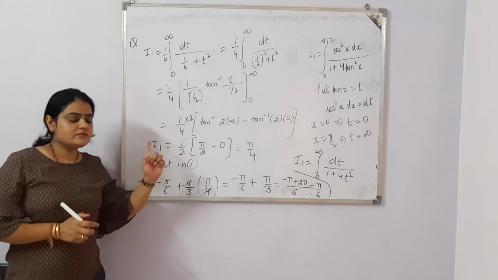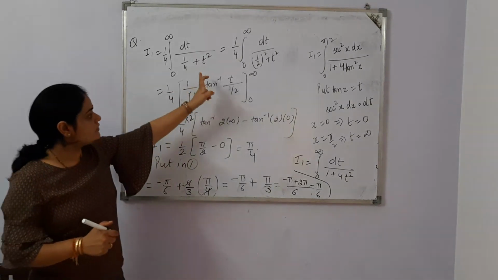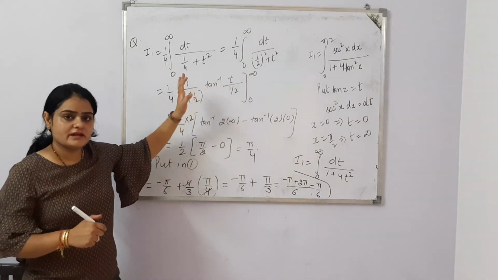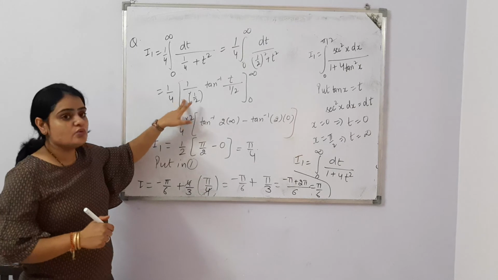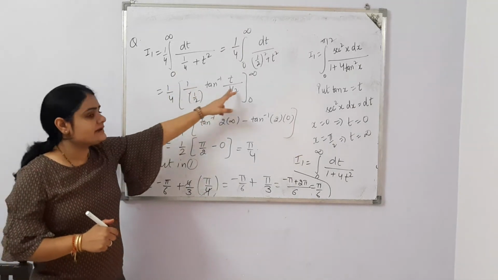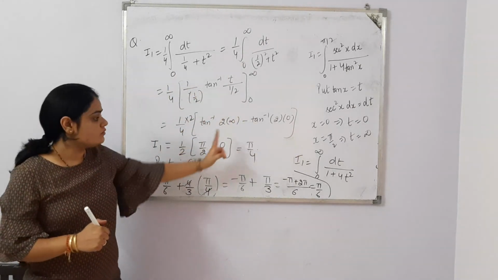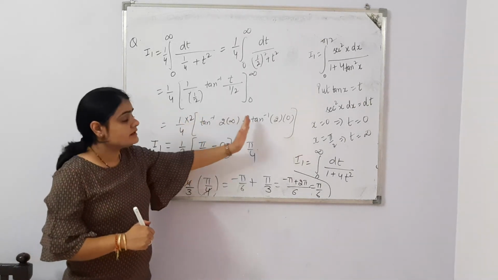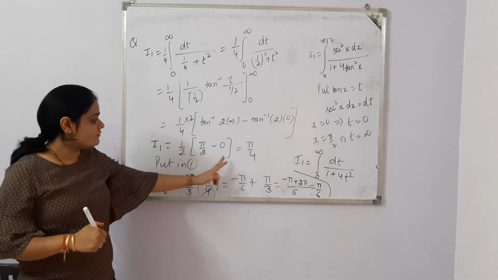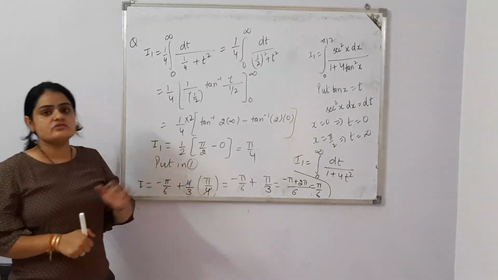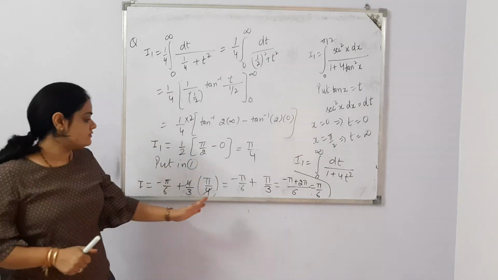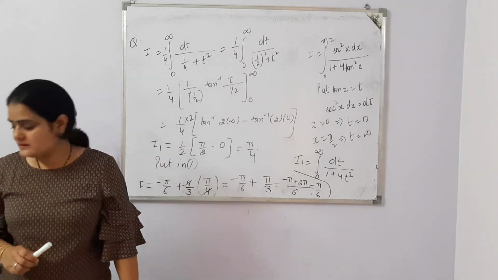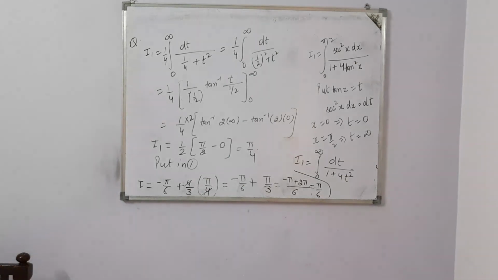So I committed one mistake: it was 1 by a tan inverse x by a, not 1 by 2a tan inverse x by a. By mistake I took 2a. So it is 1 by a tan inverse x by a. After applying this and substituting the limits, I get the answer of I1, which is pi by 4. Then I substituted in 1 where I1 was, so in place of I1 I substituted pi by 4, and I'll get the answer. Hope the question is clear. Let's do one more question.